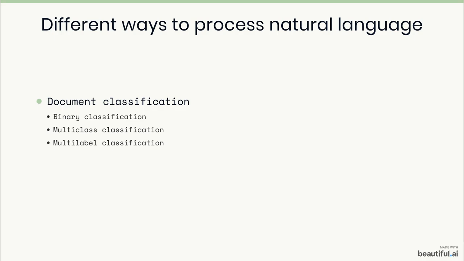So you could have binary classification. That's simply if you have 2 categories. Multi-class just means more than 2 categories. Multi-label is a bit different. That's if a document can be assigned multiple categories.